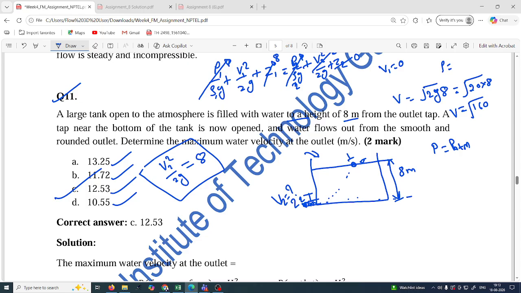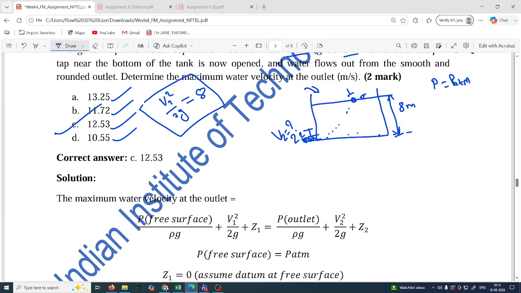So I hope you understand. This is the way of solving objective questions, so always remember it, please. Okay, now let us move on to the next one.